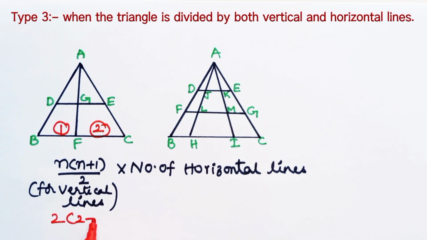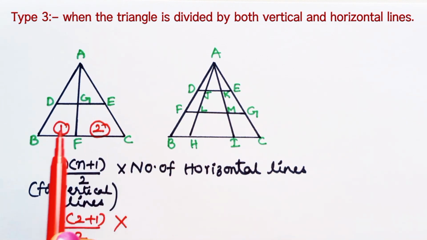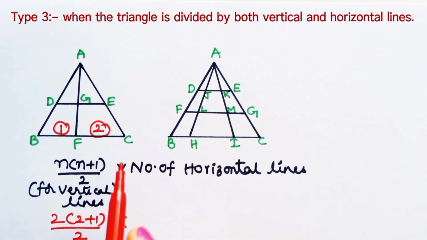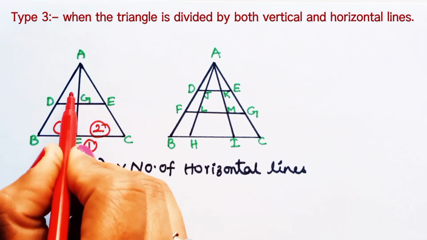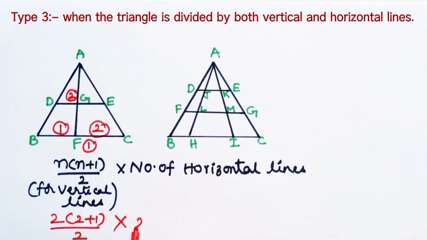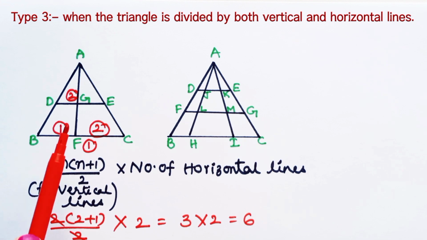So 2 into 2 plus 1 by 2, multiplied by the number of horizontal lines present in the given figure. Horizontal line BC is the first horizontal line and DE is the second horizontal line. So there are 2 horizontal lines present. So 2 by 2 is cancelled. 2 plus 1 is 3, multiplied by 2. 3 into 2 is 6. So how many triangles can we see in the given figure? Yes, there are 6 triangles present in the given figure, triangle ABC.